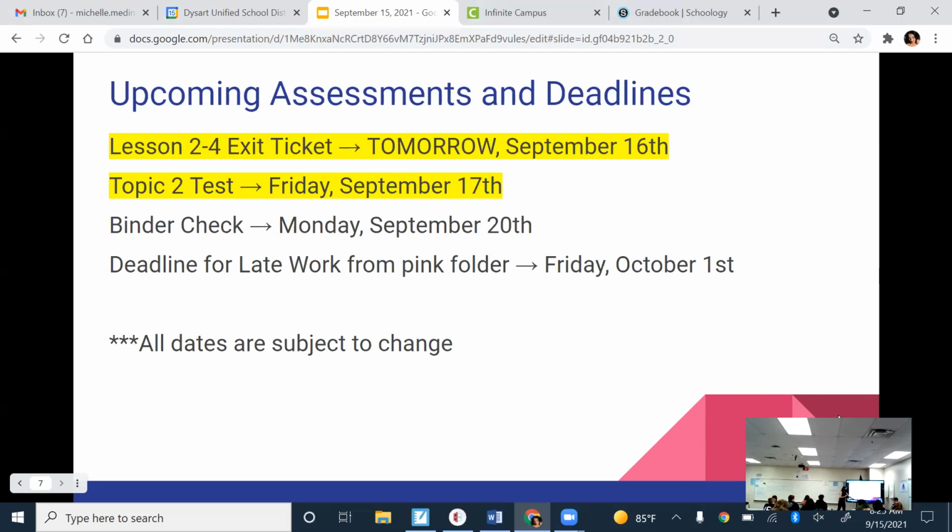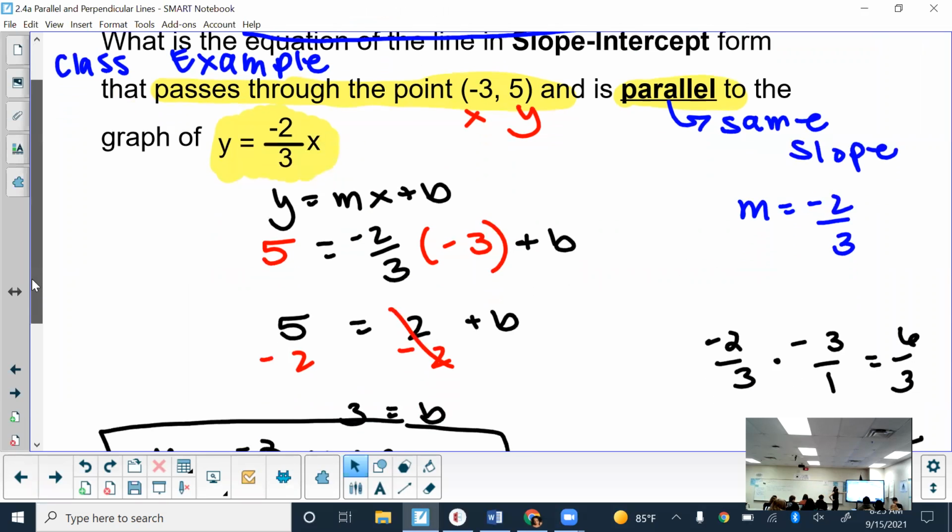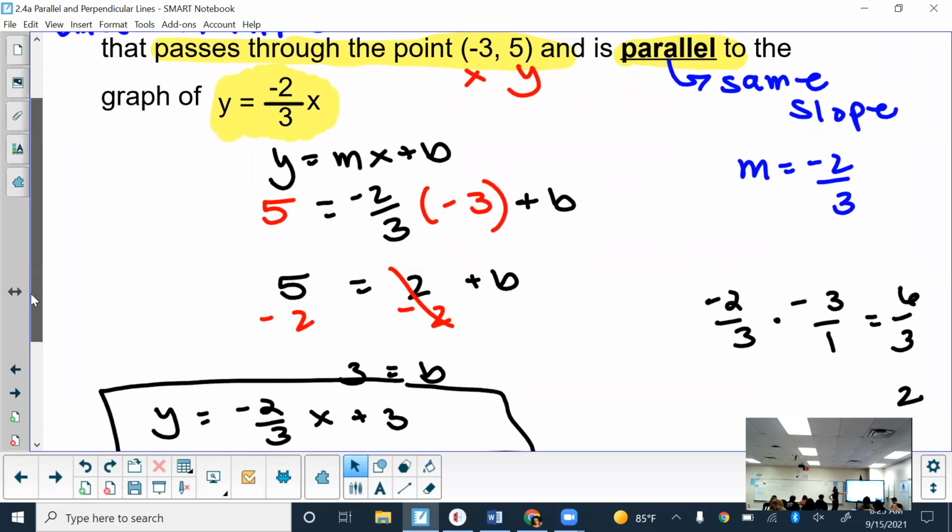All right, let's see where we left off yesterday. Did we do the class example completely? Yes. Okay, so here's the class example again, just to recap what we did. If it's saying that it's parallel to a given line, what does that mean? What do we know for sure? The lines must have the same slope. That's why we knew automatically that the slope was -2/3, because the line will be parallel to this given line.